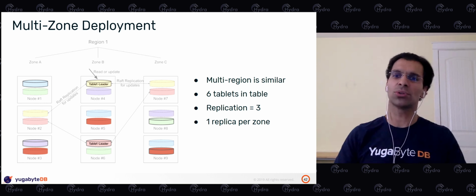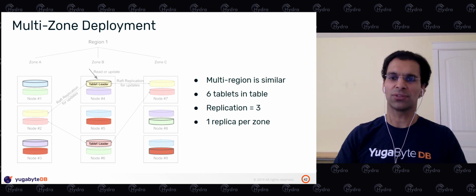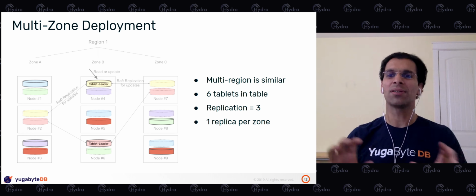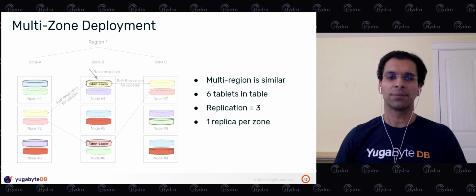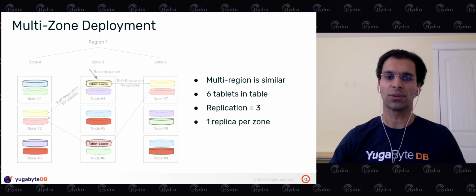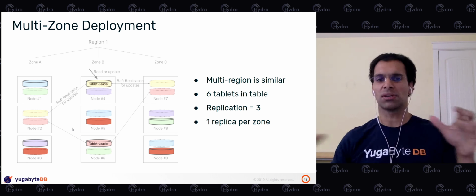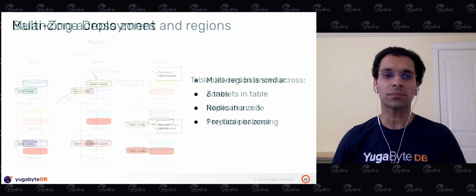So this is roughly the split. This diagram shows a 6-tablet table with a replication factor of 3 and a policy that says 1 replica per zone. Just a couple of these raft groups are drawn out as an example, but all of the similar colors, like the blues and the greens, are in raft groups as well.